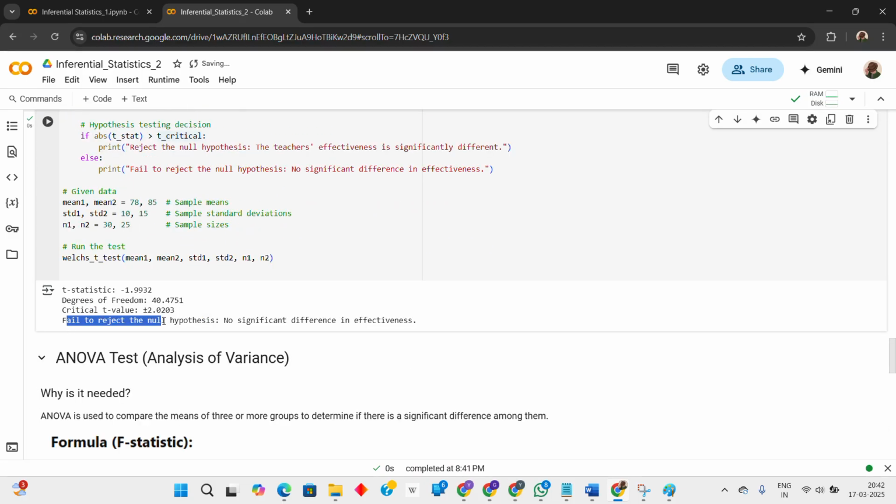Here you can see we fail to reject the null hypothesis. That means the null hypothesis is true, and there is no significant difference in effectiveness. Both teachers are really good, though their averages are different, because the numbers are not the same. So we cannot determine based on the averages alone that teacher one is good or teacher two is good. This is the way colleges determine whether teachers' performance is really good or not.